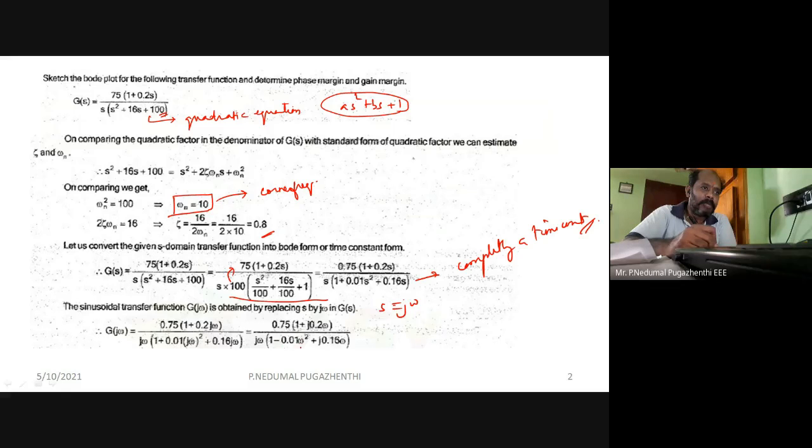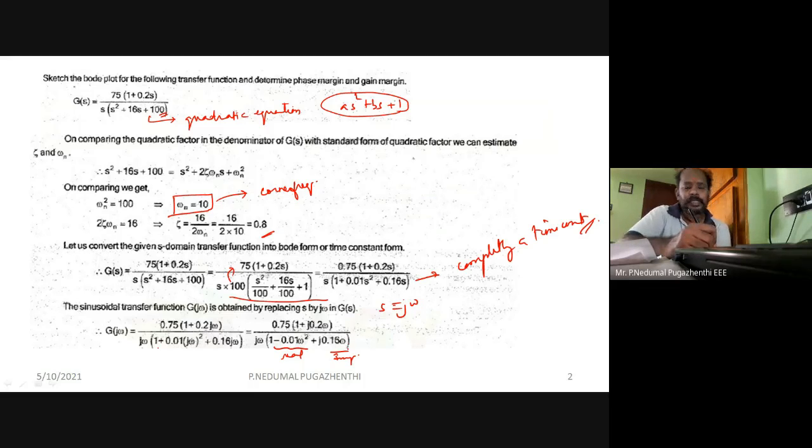Group the real part and imaginary part. For that particular quadratic function, 1 − 0.01ω² is my real part, and this is my imaginary part. Why do I want this? Because when I am dealing with the angle calculation, I have to go for tan inverse of imaginary by real, so I need the real and imaginary parts to be segregated.